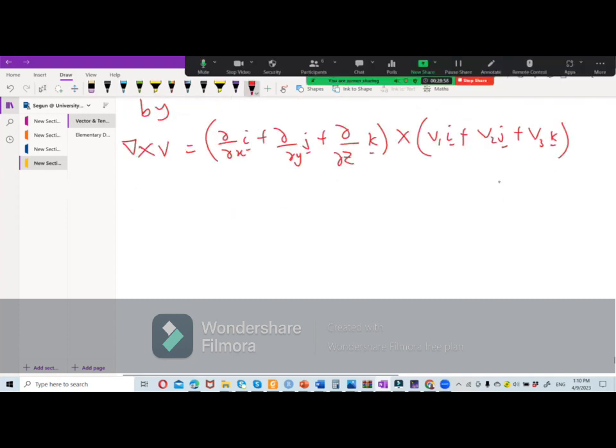Remember, anytime you are doing the cross, we always approach it with the determinant method.